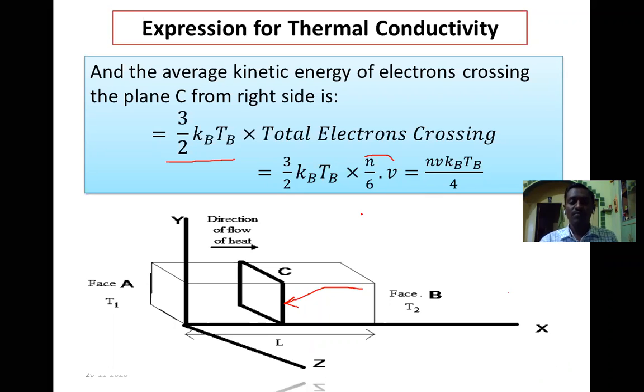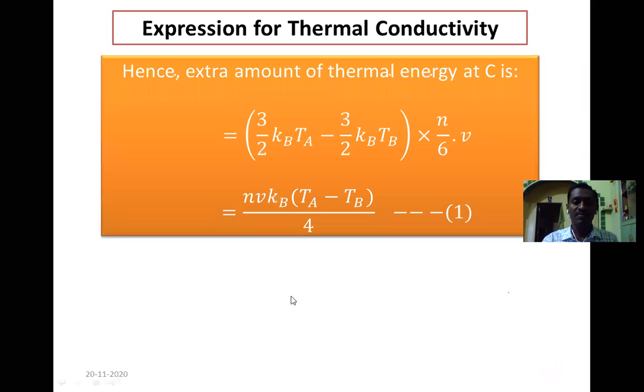So the net kinetic energy will be, hence the extra amount of thermal energy or net kinetic energy, the net thermal kinetic energy at C will be 3 by 2 kB Ta minus 3 by 2 kB Tb into n by 6 into V. I have taken the n by 6 into V as common and substituted 3 by 2 kB Ta minus 3 by 2 kB Tb. Here 3 by 2 is taken common outside the bracket, and 3 in the numerator and 3 in the denominator got cancelled. So these 3 and this 3 cancel. So here only 2 remains, 2 into 2, so it will be 4.